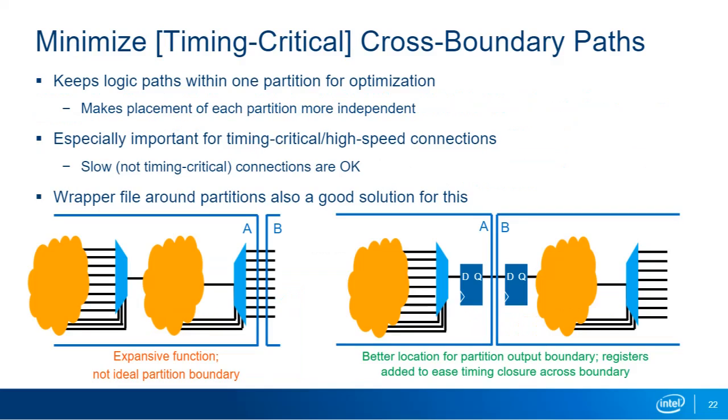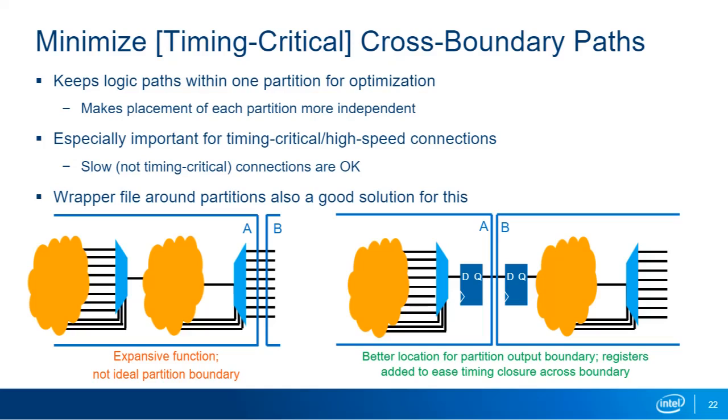The next recommendation is to minimize the number of paths crossing partition boundaries. Remember that these paths will not be automatically optimized by the compiler. Minimizing cross-partition paths reduces placement restrictions between partitions, which is particularly important for timing-critical inter-partition connections. Non-critical connections may be okay, but should be minimized if possible.